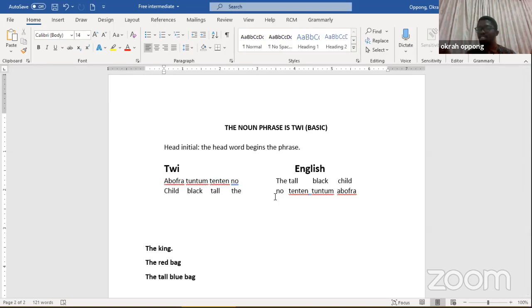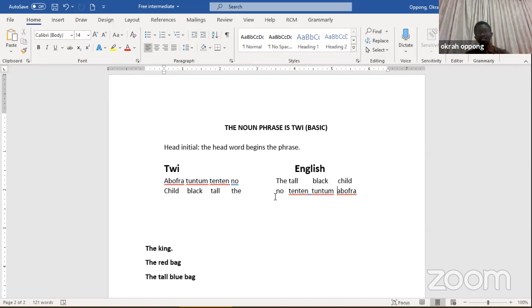But no, we don't say that. If you are referring to the noun phrase or any element in the noun phrase, you mention the most important element first. So in Twi, the child will begin. English says the tall black child, but Twi will rather say child, black, tall, the, right? So we conceptualize the most important element first, then we mention the other modifiers. So aside from the child, abofra, all the other elements are not really important in the syntax, right?